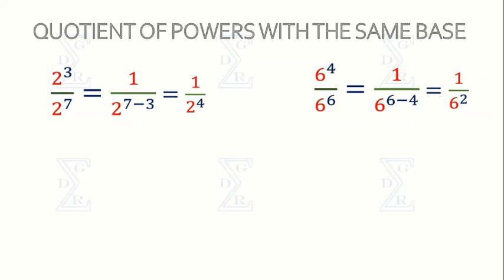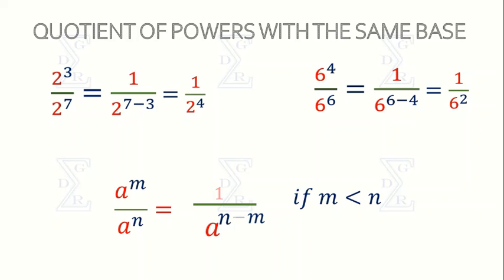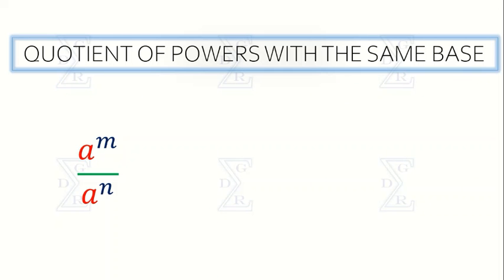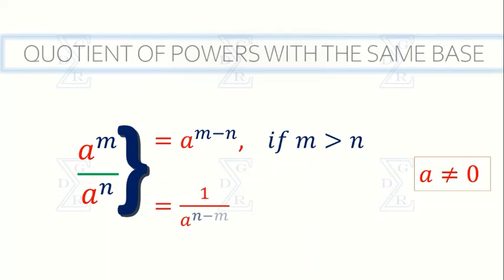As an overall view, divide a raised to the power of m by a raised to the power of n. If m is less than n, then we can write the result as 1 on a raised to the power of n minus m. We use either one of these, and simplify the solution.